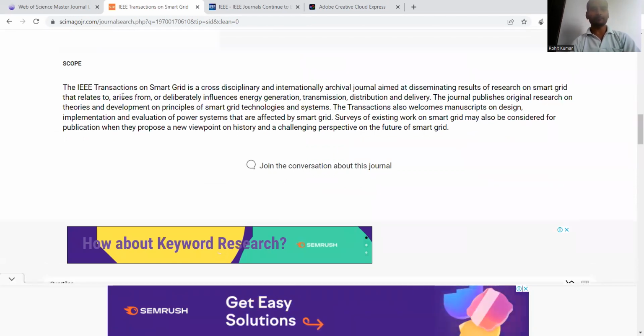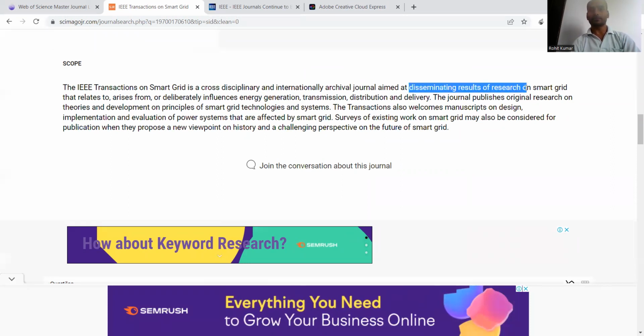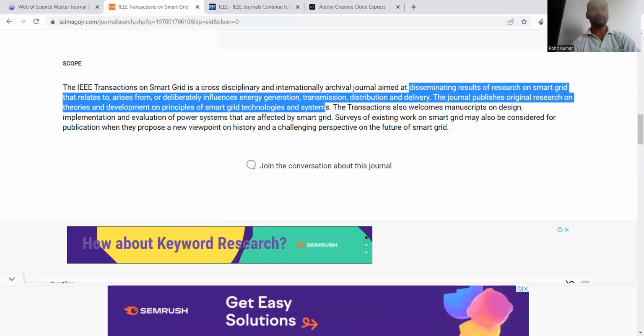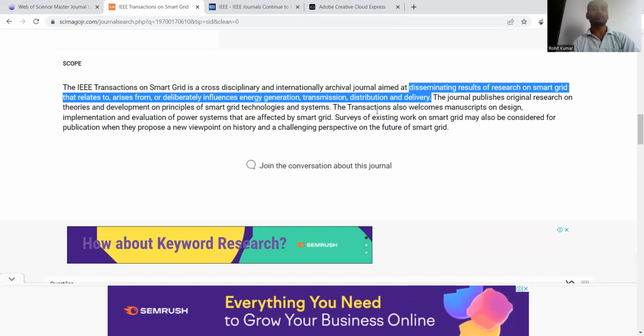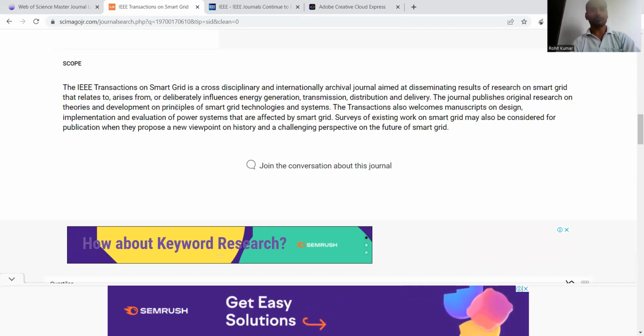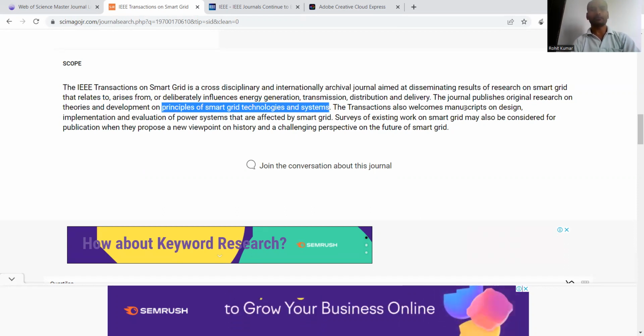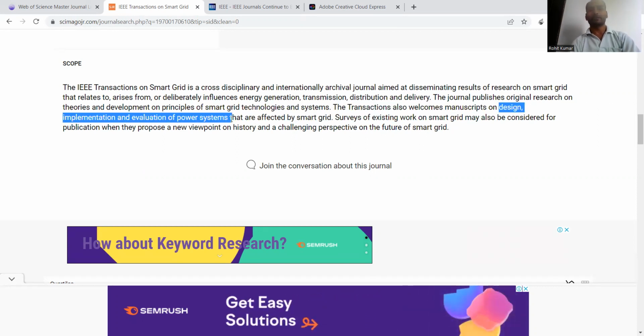Here you can see that the journal aims to disseminate the results of research on smart grids related to the deliberatory influence, energy generation, transmission, distribution, and delivery. So mainly it focuses on smart grids and energy related issues. Now coming to the other things, the principles of smart grid technology and systems are also in focus, and manuscripts are welcome on the design, implementation, and evaluation of power systems. Because ultimately, whenever we talk about the grid, power becomes the most important thing.